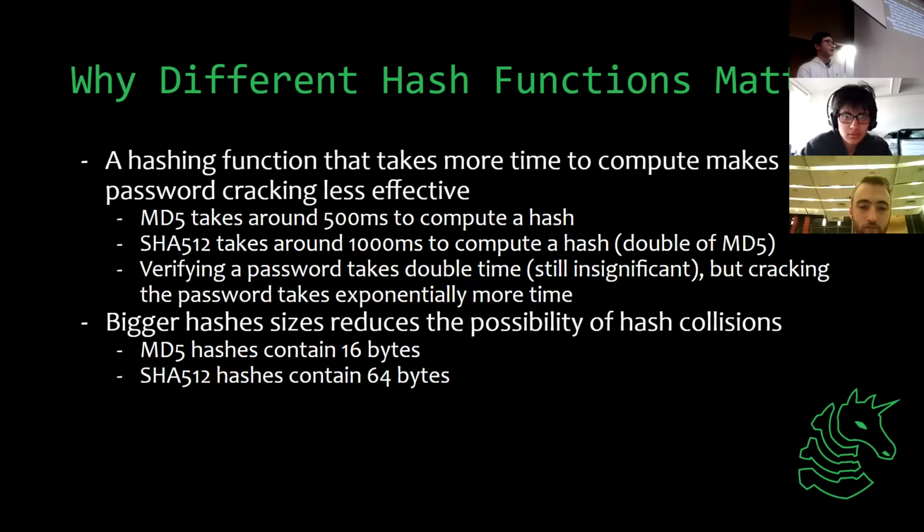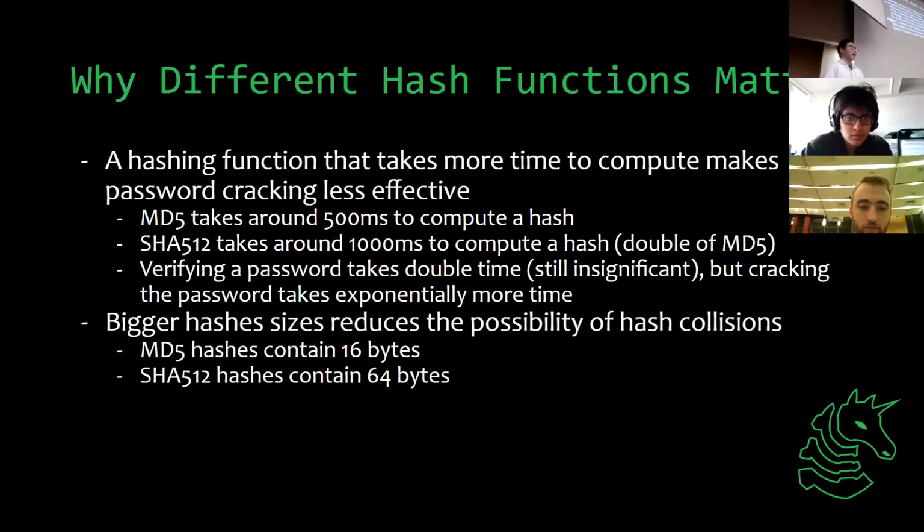So in this case, you don't want to optimize for a fast hashing algorithm, because if you have a fast hash algorithm, then password crackers can generate the hashes super quickly and crack passwords. So a hashing algorithm that takes longer to compute is going to make it more secure. In general, there are some caveats with that.